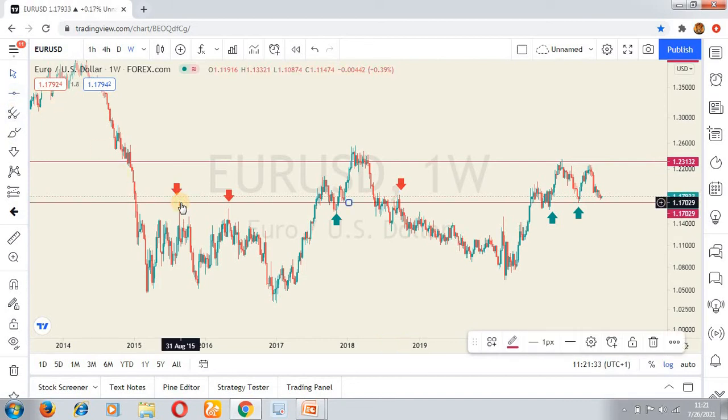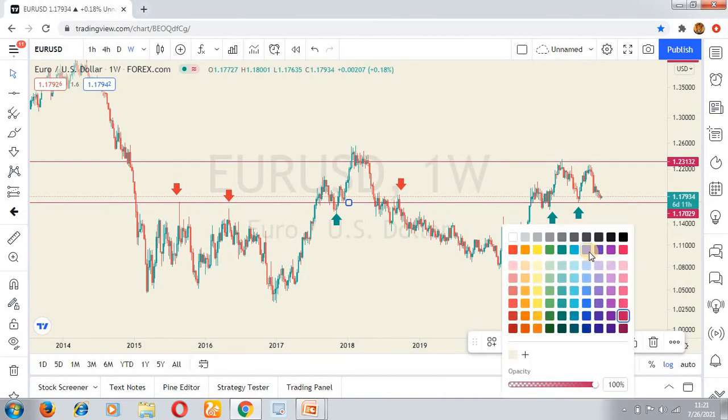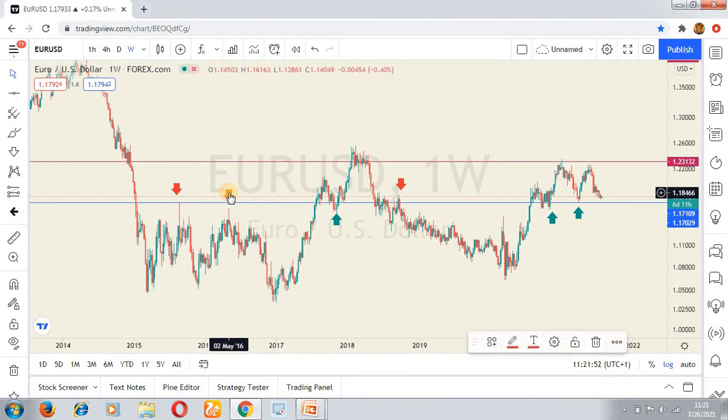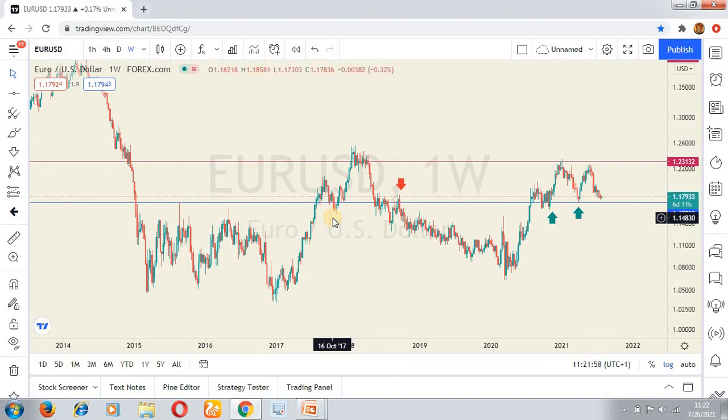Now what I do is, once I go to the weekly time frame, I try to change the color scheme so that you know which support is a monthly support and which is a weekly support. So I can change this to, let's say, blue. Blue is good, so we can identify it. Let me remove the arrows again for clarity. Just a moment, and we are almost done.